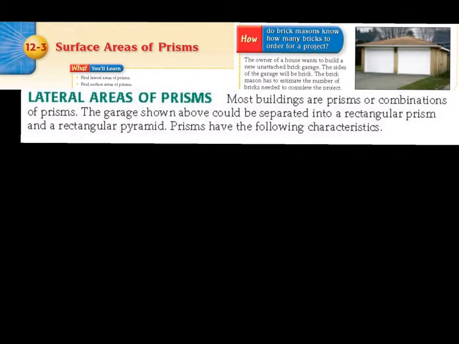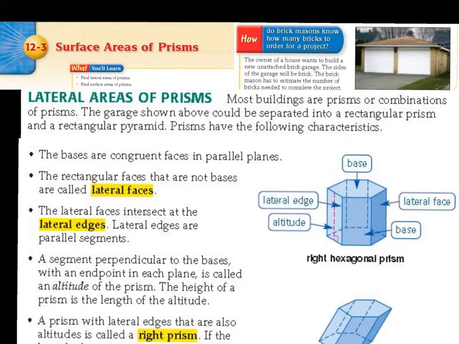Prisms have the following characteristics. The bases are congruent and in parallel planes. The rectangular faces that are not bases are called lateral faces. The lateral faces intersect at lateral edges. Lateral edges are parallel segments. A segment perpendicular to the bases with an endpoint in each plane is called an altitude, and it could be here, or they could have used the lateral edge. The height of a prism is the length of the altitude.